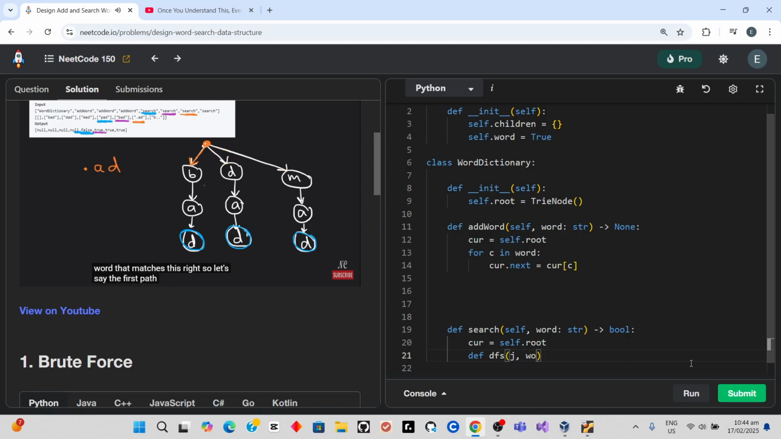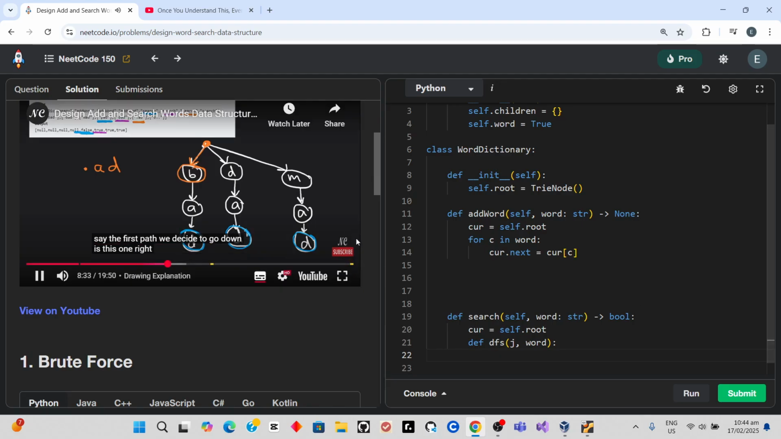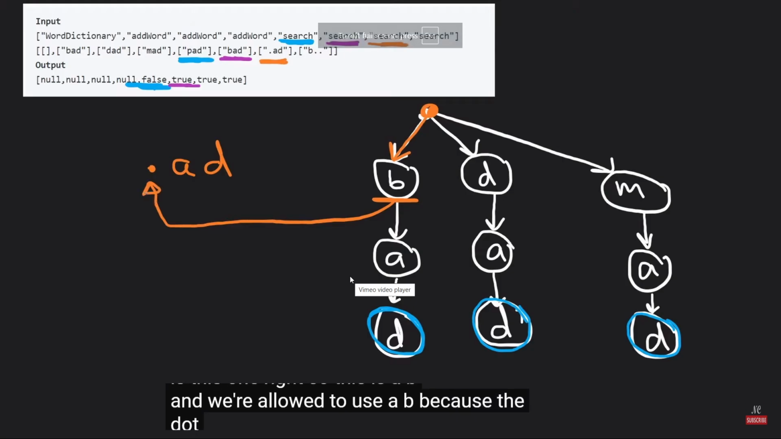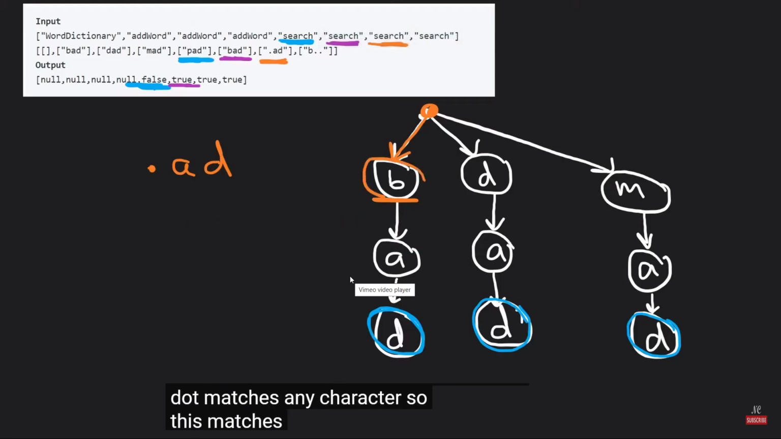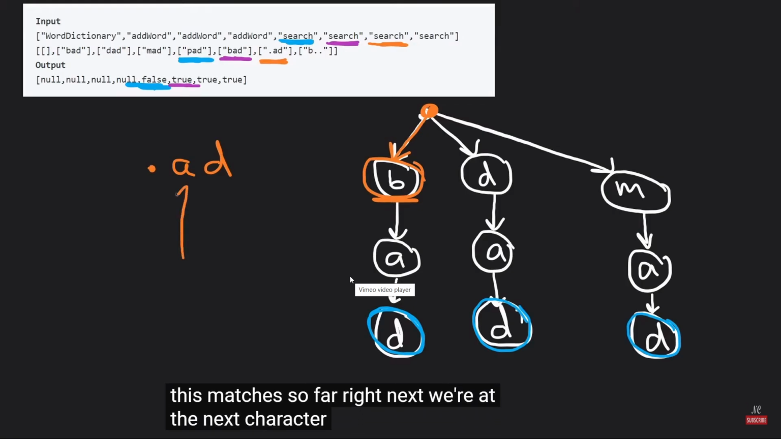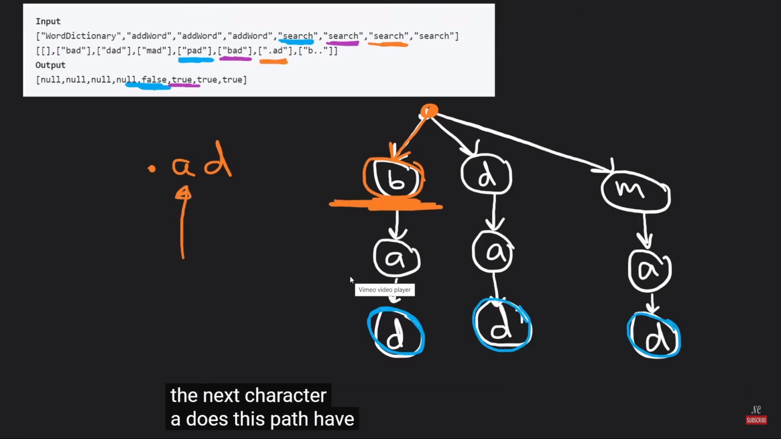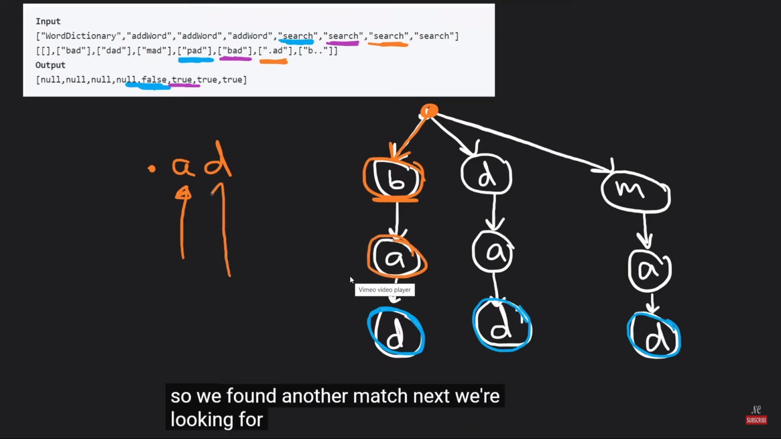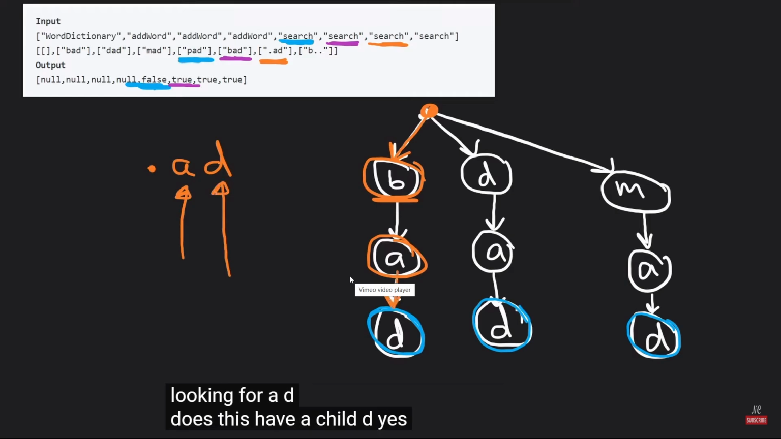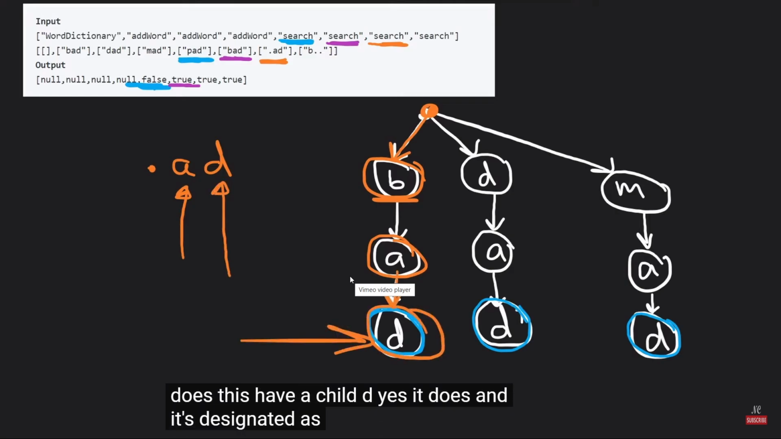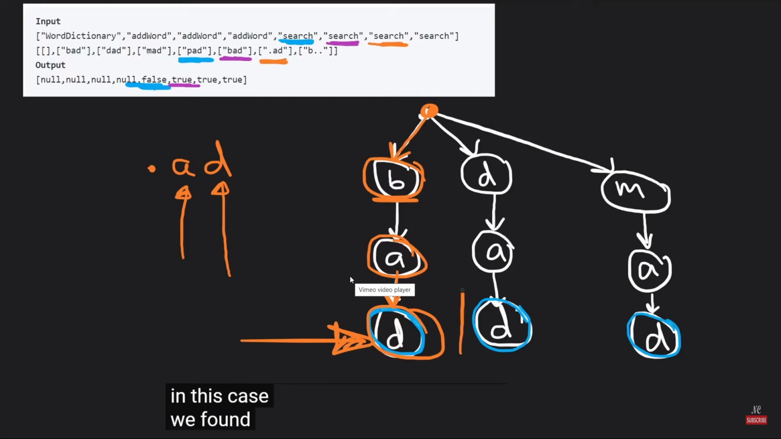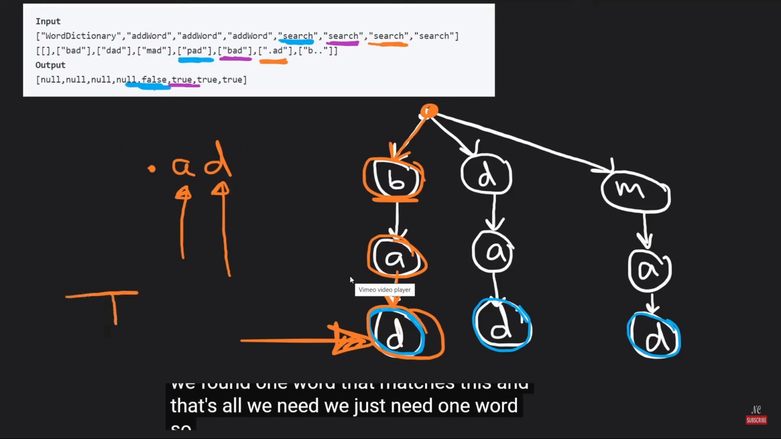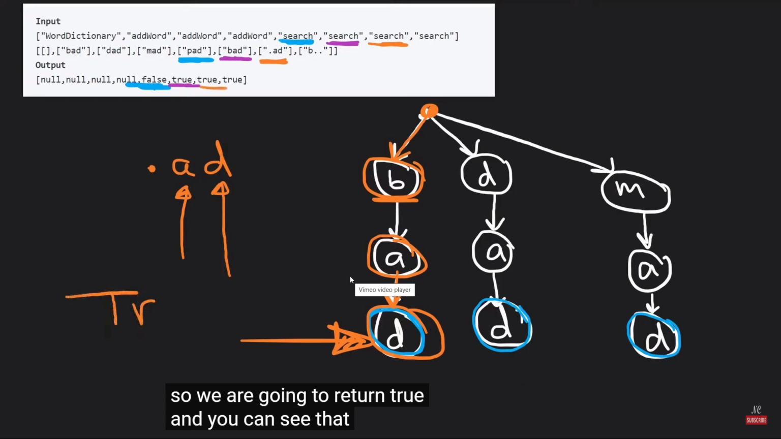So let's say the first path we decide to go down is this one, right? So this is a B, and we're allowed to use a B because the dot matches any character. So this matches so far, right? Next, we're at the next character, A. Does this path have a child A? Yes, it does. So we found another match. Next, we're looking for a D. Does this have a child D? Yes, it does, and it's designated as the end of a word. So in this case, we found one word that matches this, and that's all we need. We just need one word, so we are going to return true, and you can see that up above.